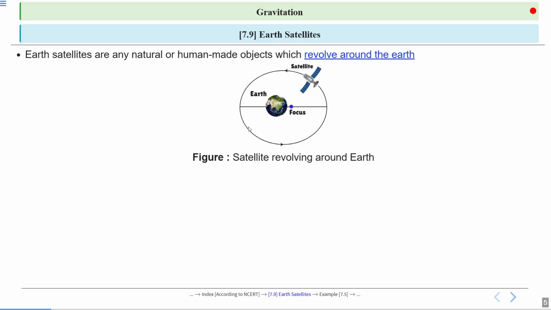Look at here. This visual helps us understand the concept of revolution around a central body, which is a key aspect of gravitation.